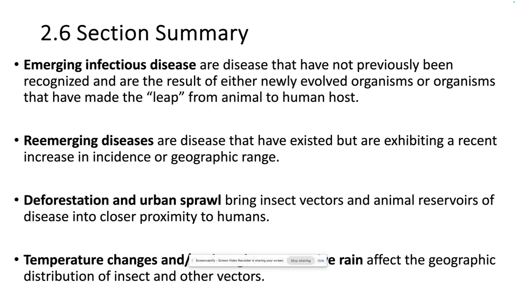Other things are like natural disasters, so drought and excessive rain can also bring animal reservoirs and other vectors into contact with humans and help bring these new emerging diseases to humans. So this is a really great summary to read through because you are going to need to know for the exam and for your homework different ways that humans are coming in contact with new diseases.